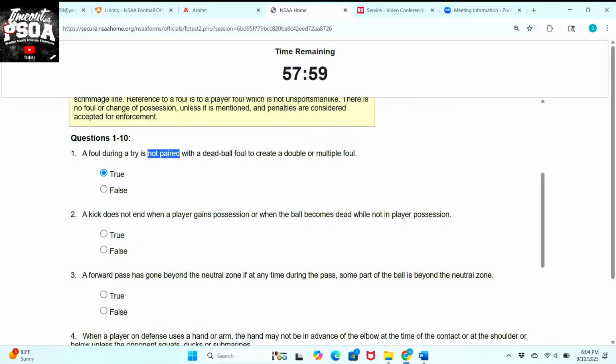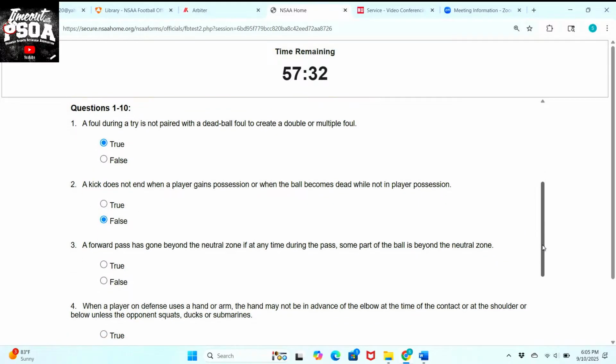I got it. All right, Zach, go for it. A kick does not end when a player gains possession or the ball becomes dead while not in player possession. A kick does become dead, so false. All right, false. That's where we toss our beanbag once it does get possessed by a player.